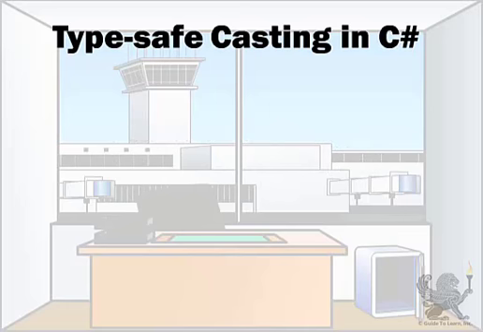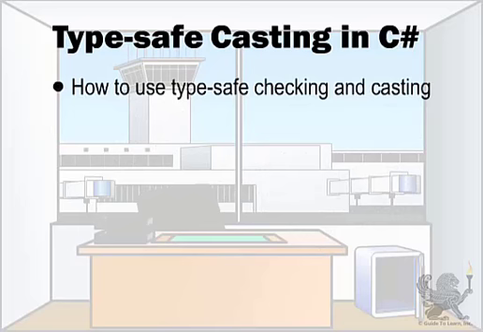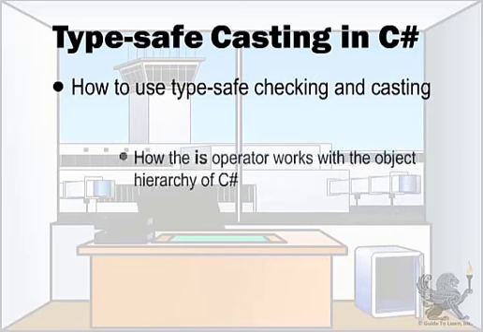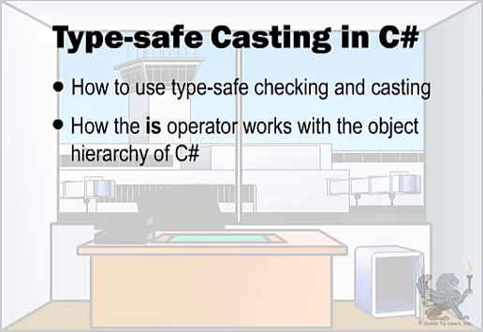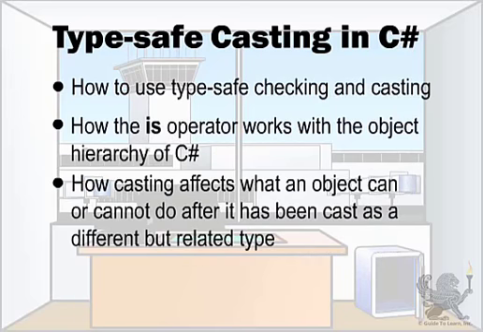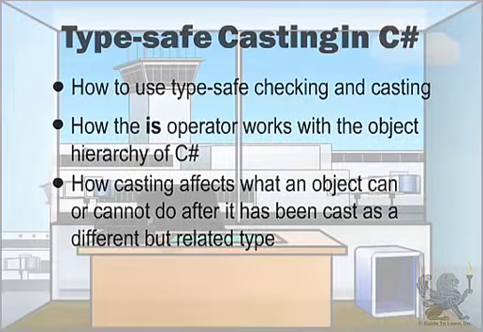In this animation, you will see how to use type-safe checking and casting, how the is operator works with the object hierarchy of C#, and how casting affects what an object can or cannot do after it has been cast as a different but related type.